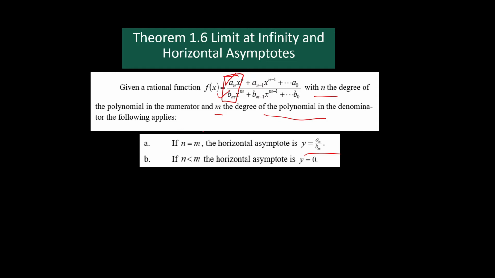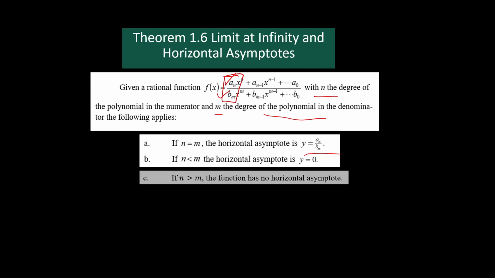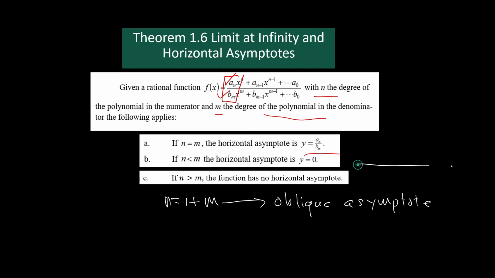When n is less than m, the horizontal asymptote is y is equal to 0. The horizontal axis is the horizontal asymptote when n is less than m. When n is greater than m, our function has no horizontal asymptote. But in particular, when n is 1 greater than m, what your function will produce is an oblique asymptote. An oblique asymptote is a slanted asymptote. It's not horizontal, and it's not vertical, so it's slanted.